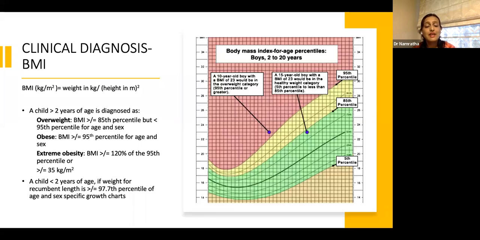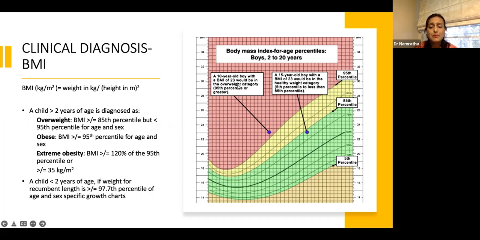So we use the weight for recumbent length chart. A child less than 2 years of age with a weight for length more than 97.7 percentile is also diagnosed to have obesity. So it's important to use the percentiles of BMI and not the absolute BMIs which we use in adults. This is because BMI in children is a dynamic thing. It keeps changing with age. We'll talk about it more in my next slide.